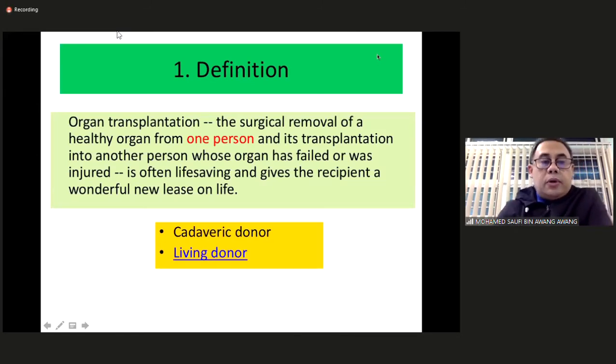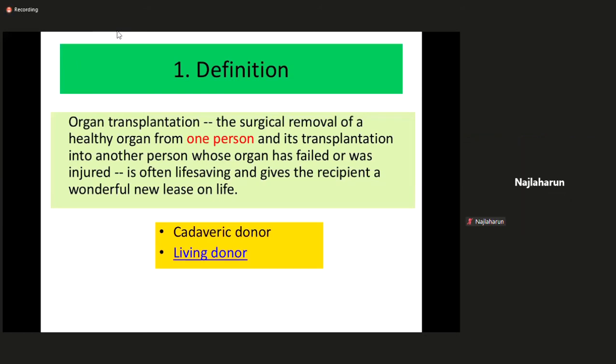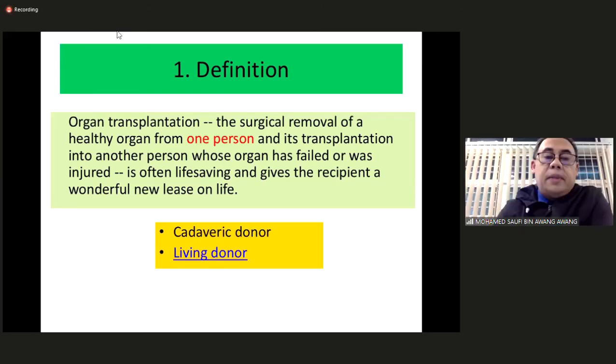So we talk about organ transplantation. Basically, it is a process where we remove a healthy organ from one person, and then put it into another person whose organ has failed, or maybe has been injured. Usually it's done in the situation of a life-saving procedure, and also giving hope that the recipient who received the organ will continue with his or her life.